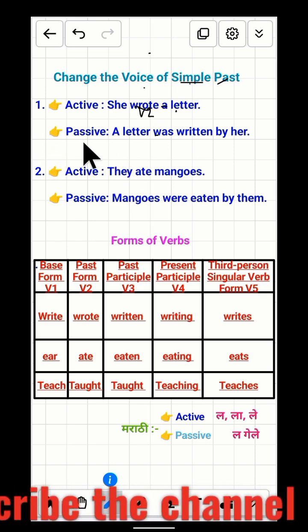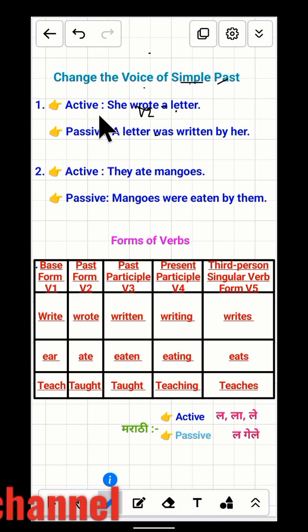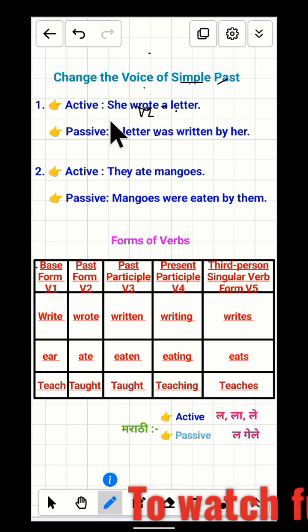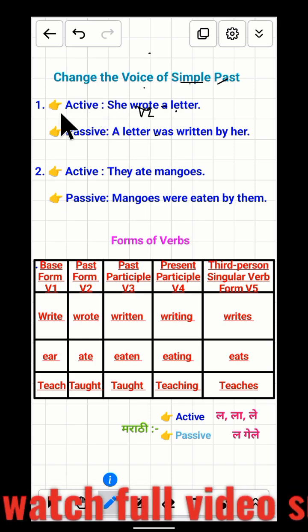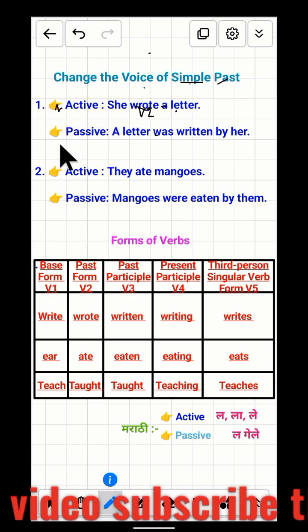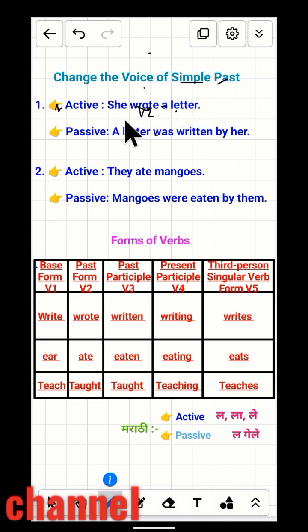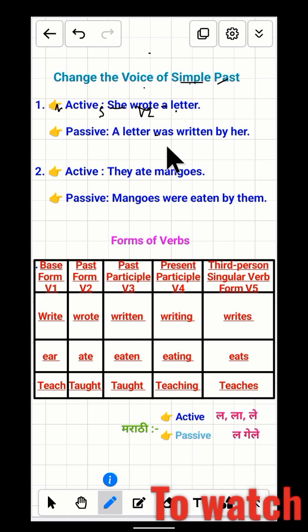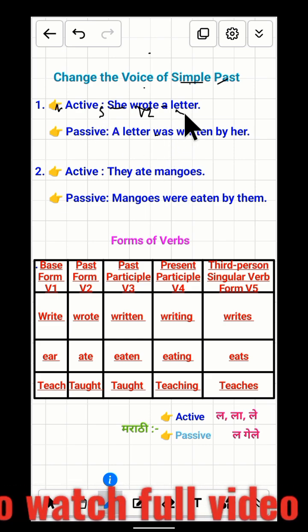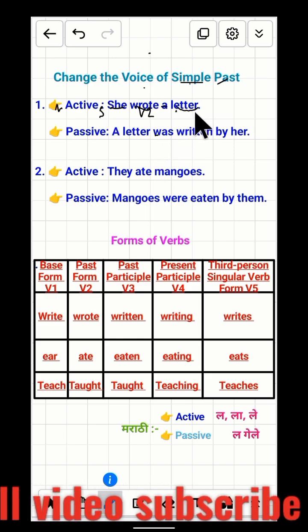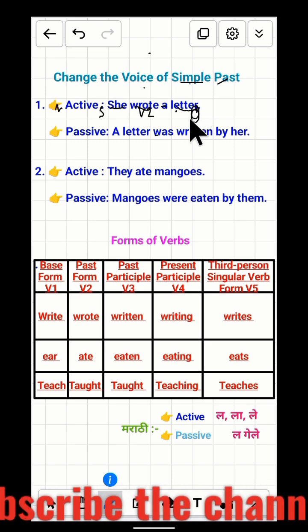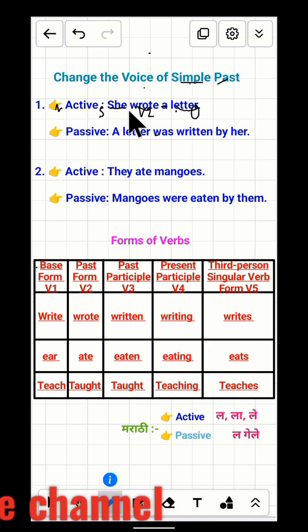The passive voice of this is, first of all, we have to identify the subject and object of the active voice. Then we can change this into passive voice. So, she wrote a letter. Who wrote the letter? She. So that's why she is our subject. Letter, what has been written? Letter. So letter is our object. That's how we have identified subject, verb, object.